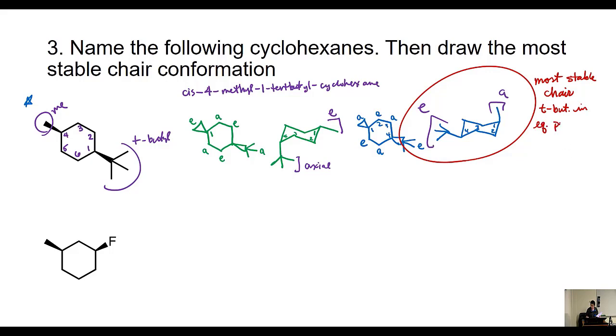Okay? Alright, so I'm going to introduce y'all to a new rule. T-butyl, always. No exceptions. Because it is so big, right? I drew earlier how giant it is. Because it is so big, you never draw tert-butyl in the axial position. Even if you end up with everything else in axial, you always want tert-butyl in the equatorial position, because that gives it the most space.